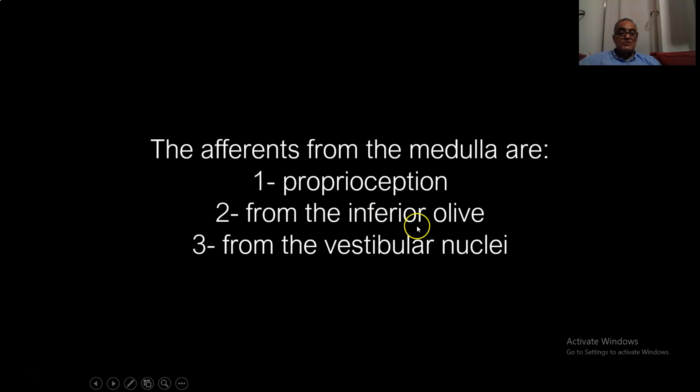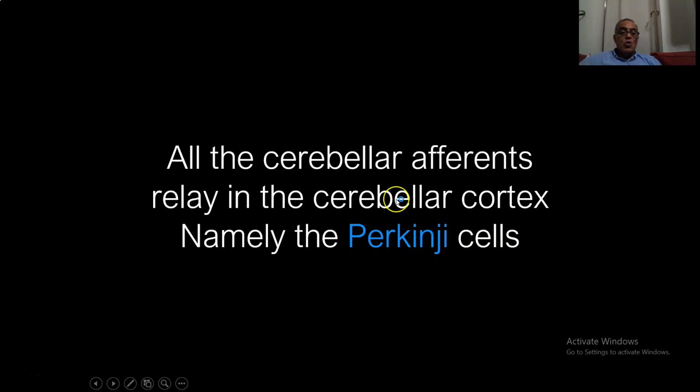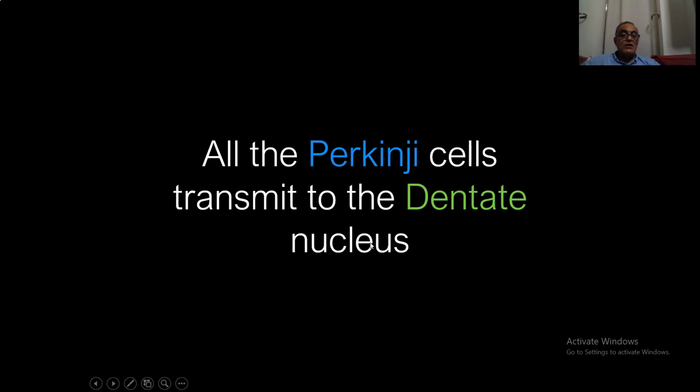So the three main functions of the cerebellum, as we said, and these are the afferents from the medulla, proprioception, inferior olive, and vestibular nuclei. All these afferents to the cerebellum, all of them relay in the cerebellar cortex. Where? In the Purkinje fibers, as we said. Also, all the Purkinje cells transmit to the dentate nucleus.